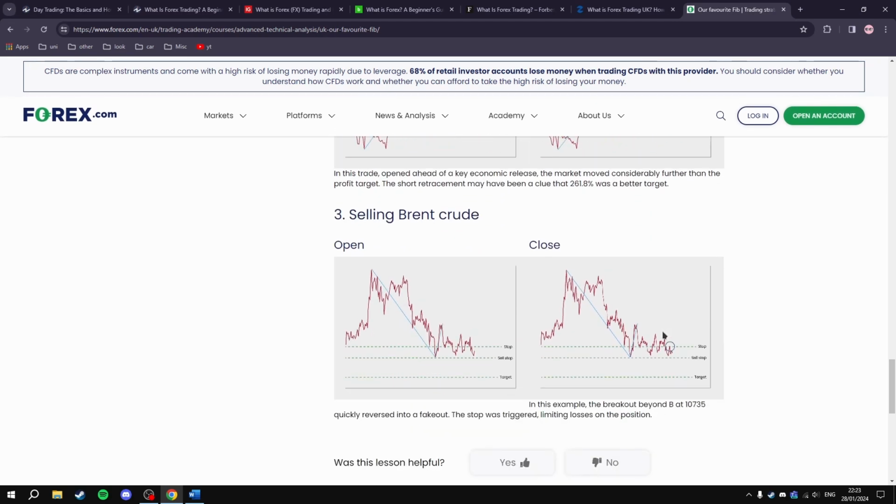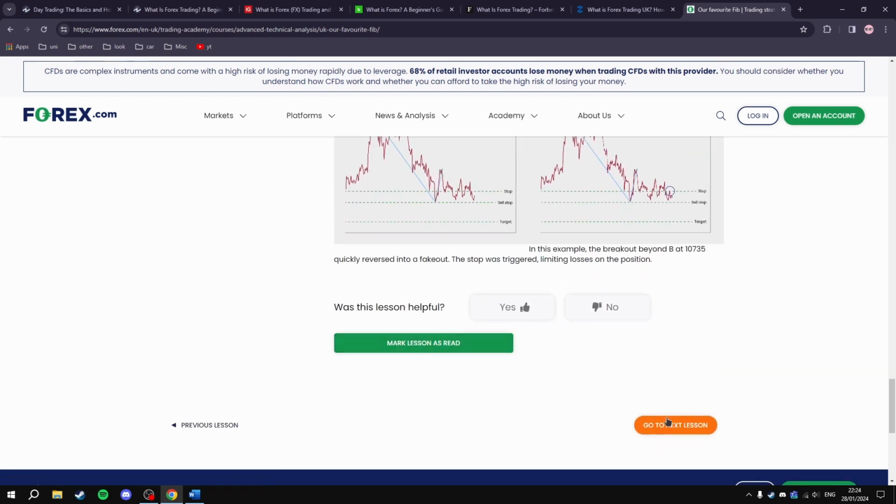Selling Brent crude. In this example, the breakout beyond B at 10735 quickly reversed into a fake out. The stop was triggered, limiting losses on this position. So it should go boom, boom, boom, but then it didn't. It went boom, boom, boom, and then boom, boom, boom, boom. So when it reverses, the stop prevents any further losses, basically. Oh no, you start selling here, and then boom, stop. Right, okay.